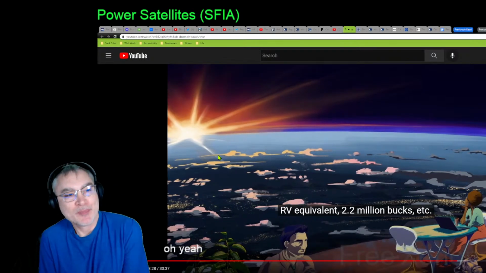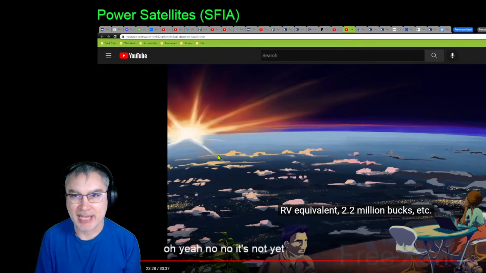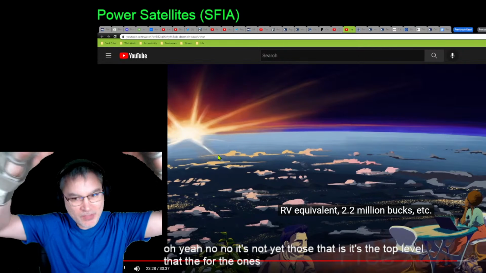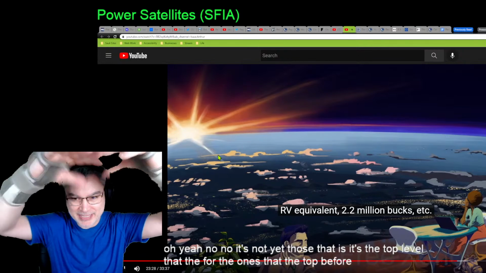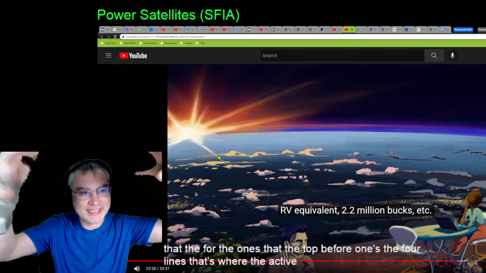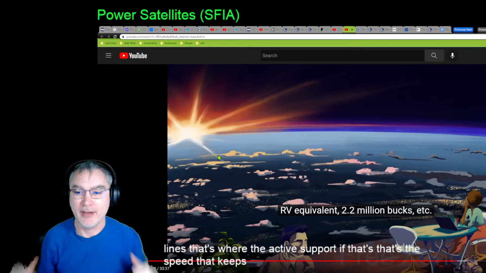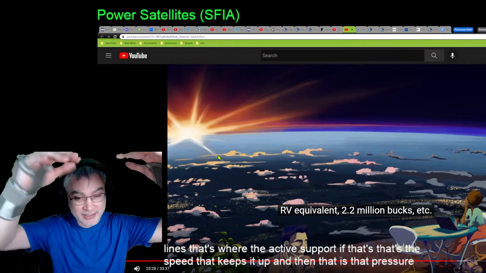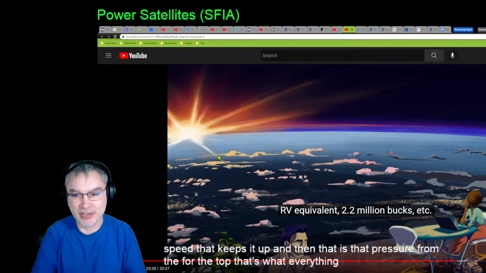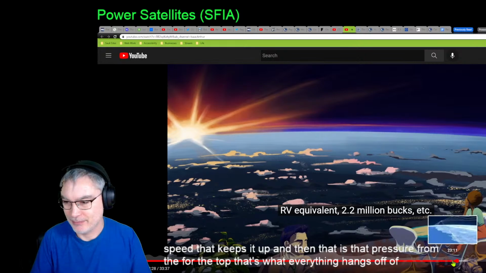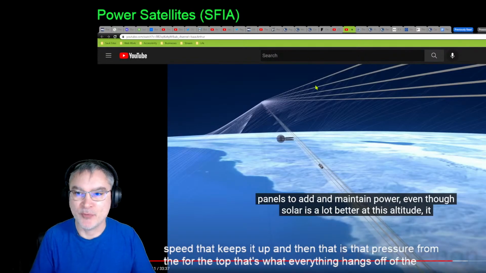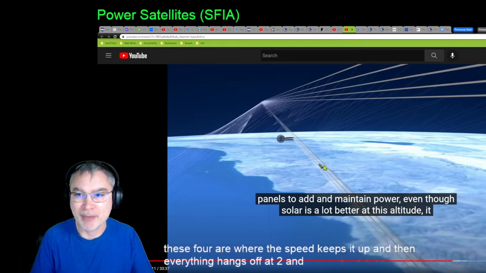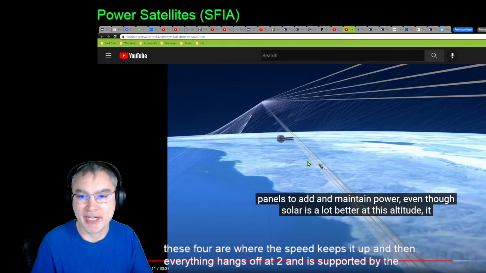Oh yeah, no. It's the top level, the ones at the top, the four lines, that's where the active support is. That's the speed that keeps it up. And then that pressure from the four at the top, that's what everything hangs off of. Yeah, these four are where the speed keeps it up, and then everything hangs off it and is supported by the strength of this up here.